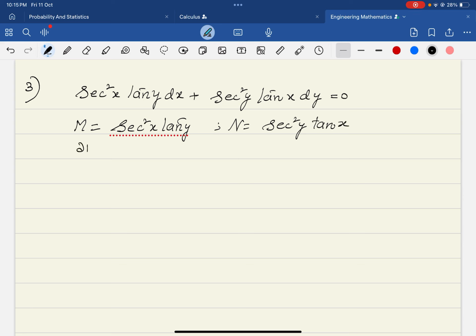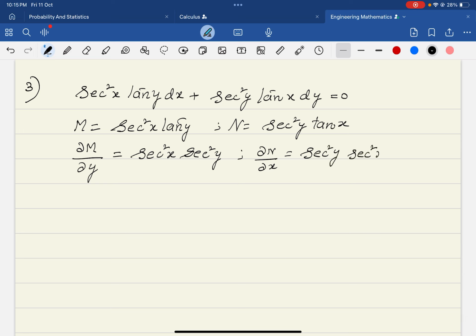So let us find out what is ∂M/∂y, where the constant here is sec²x. Total sec²x is a constant. And what is the derivative of tan y? It is sec²y. Next, what is ∂N/∂x? Now the constant is sec²y. The derivative of tan x is sec²x. Now both of them are equal, correct?